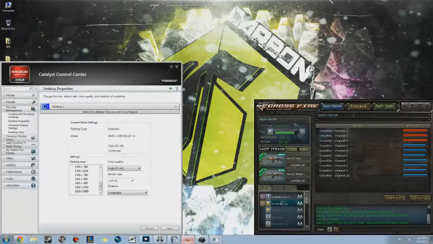Alright, first off is my desktop settings. I play on 1920 by 1080 at 120 Hz refresh rate. I play at a 2 millisecond response time, which doesn't show on here, but that's what I use.